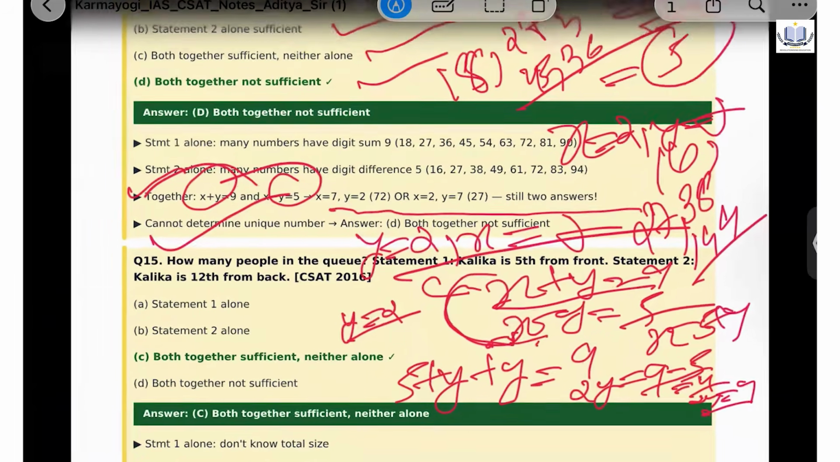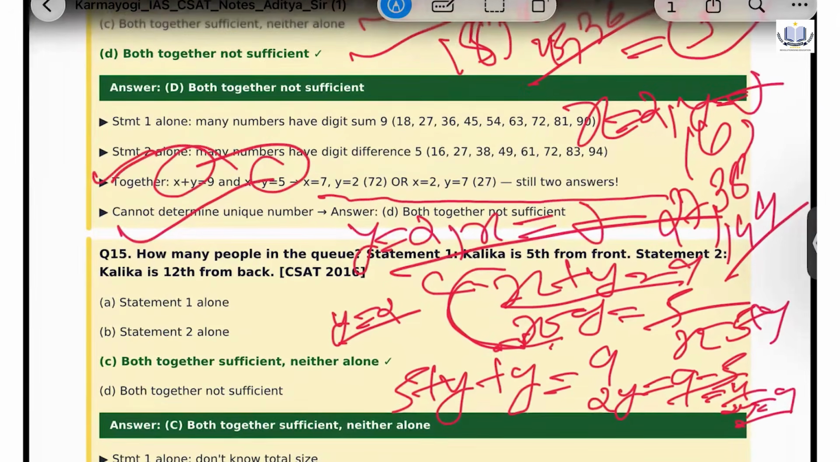Chalo, how many people in the queue wala question? How many people in the queue? Statement 1, Kalika is 5th from front. Statement 2, Kalika is 12th from the back. What is it? Kalika is 5th from the front. Statement 2 says that Kalika is 12th from the back. From the back she is 12th, from here she is 5th, from here she is 12th.